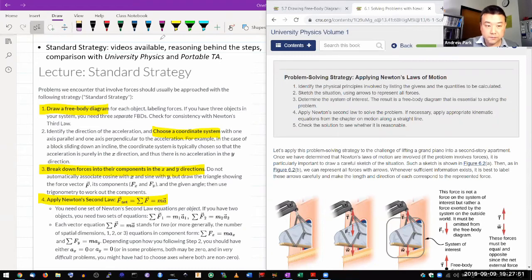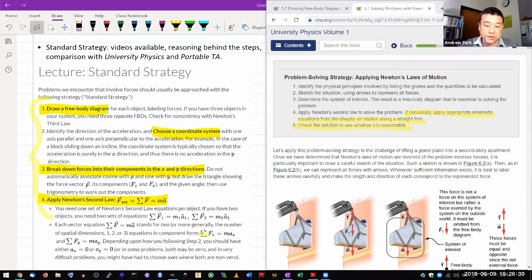Now, there's something we omit in our standard strategy in particular. In your textbook, it says, if necessary, apply appropriate kinematic equations from the chapter on motion along a straight line. And it says something about checking the solution to see whether it's reasonable. And all that's good. I don't include them as part of standard strategy because what I want to impress on you is that this doesn't actually solve the problem for you. It sets you up to solve the problem.